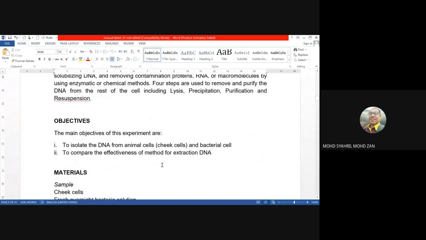So objective number 1, to isolate DNA from animal cells. So today we're using the cheek cell, okay, and bacterial cells. So there are 2 types of species. Okay, number 1 will be human, number 2 will be bacterial cells. Okay, so bacterial cell can be anything. Can use Bacillus subtilis and so forth. So animal cheeks kita gunakan kita punya cell. And then number 2, to compare the effectiveness of methods for extracting the DNA.